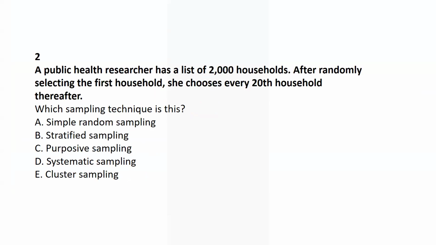Question number two: a public health researcher has a list of 2,000 households. After randomly selecting the first household, she chooses every 20th household. Which sampling technique is this? Option A, simple random; B, stratified; C, purposive; D, systematic; and E, cluster. D, systematic. Yes, now this is systematic. Previously it was simple random.